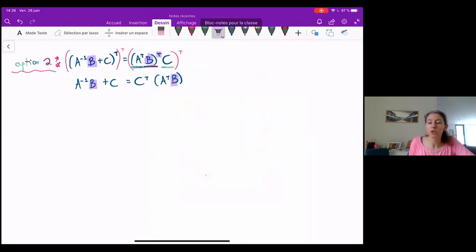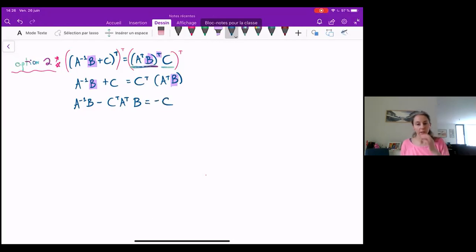Now, this has become a pretty straightforward problem. We can just get all our B's on one side and everything else on the other, factor, and multiply by the inverse. So A inverse B minus C transpose A transpose B is equal to negative C. All our B's on one side, everything else on the other. Now we factor. A inverse minus C transpose A transpose times B is equal to negative C.